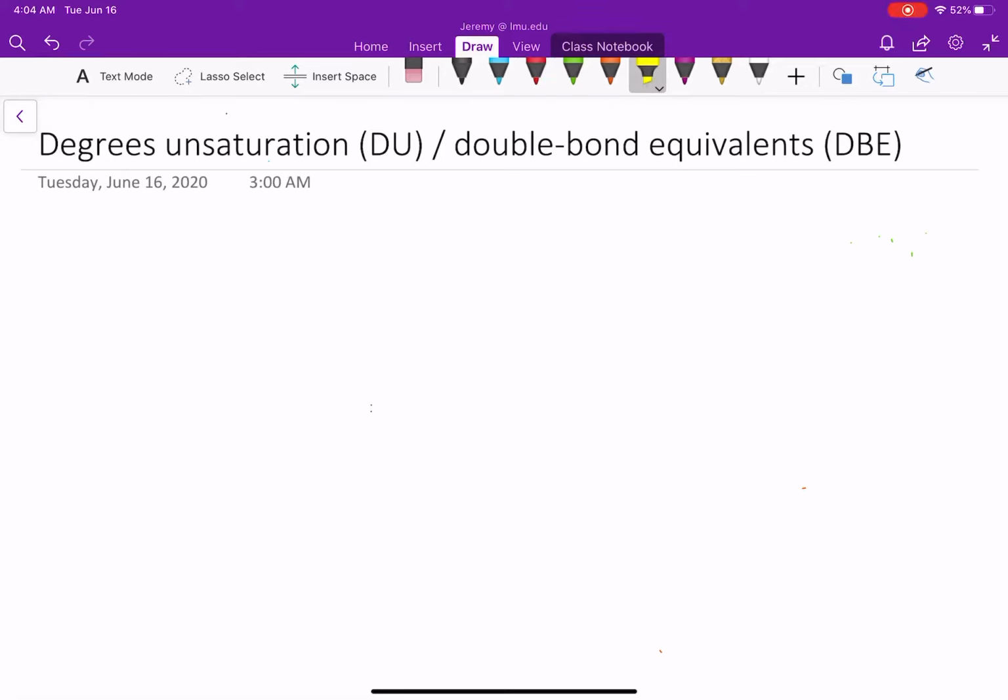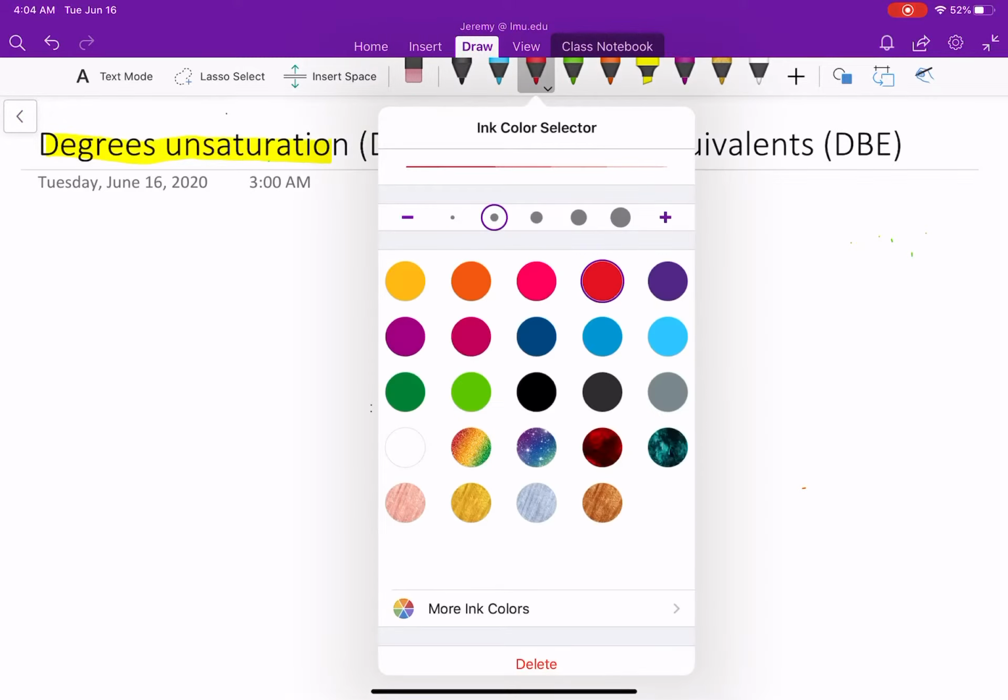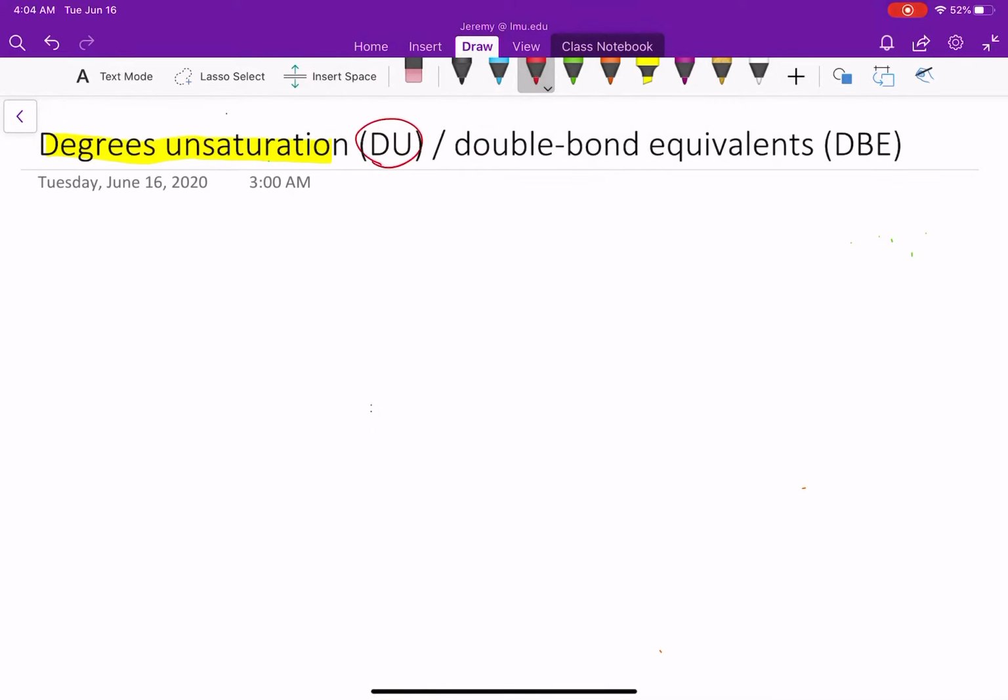Okay, in this video, we're going to learn about the concept of degrees of unsaturation, abbreviated as DUs. It's also called the double bond equivalence, DBE, and these really mean the same thing. Different textbooks will call this calculating degrees of unsaturation or double bond equivalence, so either DU or DBEs, and they mean exactly the same thing.